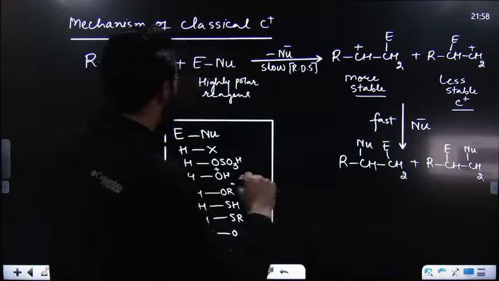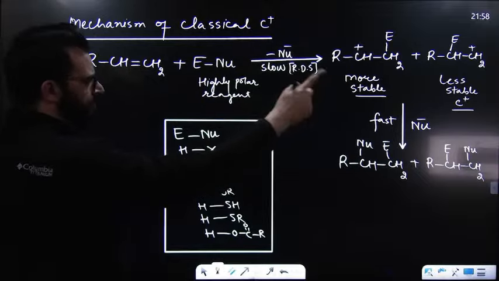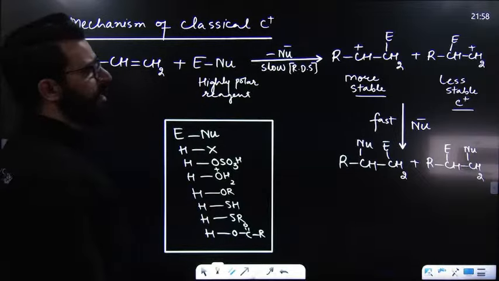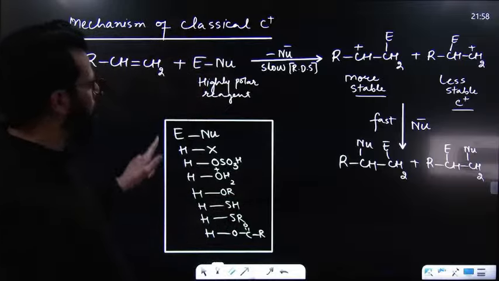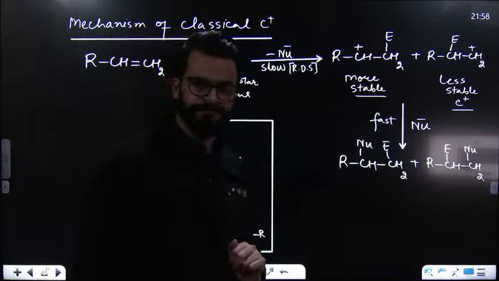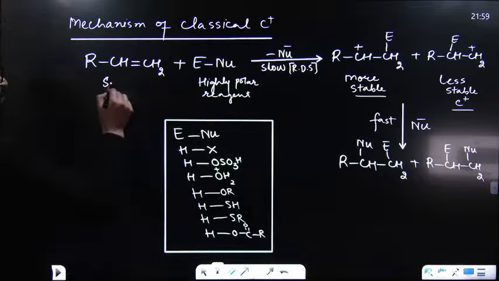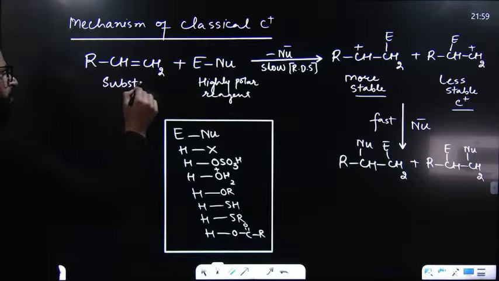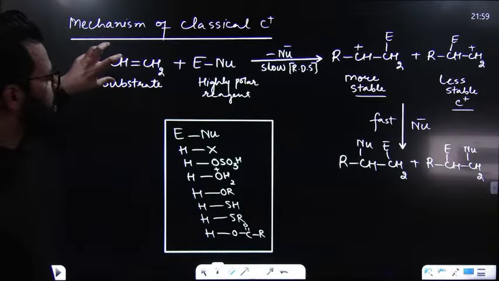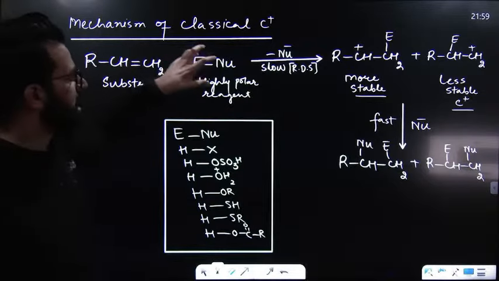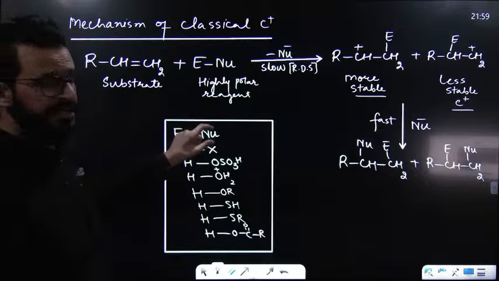Now have a look. If HX is here, then first you have to add H positive, then X minus will act as a nucleophile and that will attack what we call a carbocation. Similarly, all reactions take place in a similar manner. But here you have to remember, this is the substrate. You have to remember that the substrate is unsymmetrical and the reagent is unsymmetrical. That means the electrophilic part is something different from the nucleophilic part.